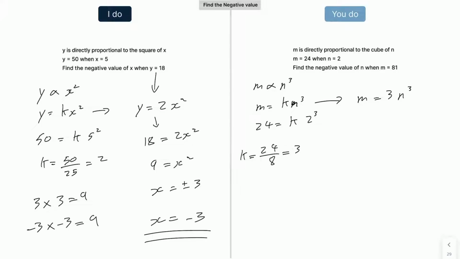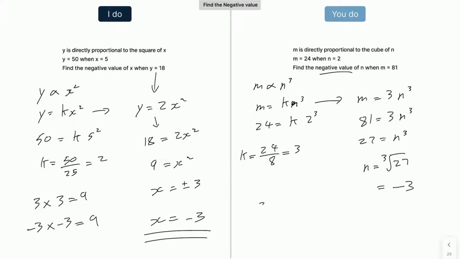Now, you find the negative value of n when m is 81. So we'll sub that in, m is 81 is equal to 3n cubed. Now, if you do 81 divided by 3, you get 27 is equal to n cubed. Now, if you cube root each side, so that will be n is equal to the cube root of 27. And the answer there is, again, you can have two possible answers. It can be 3 or minus 3. But in this case, the question is only asking us for the negative value. So we're just going to write minus 3.